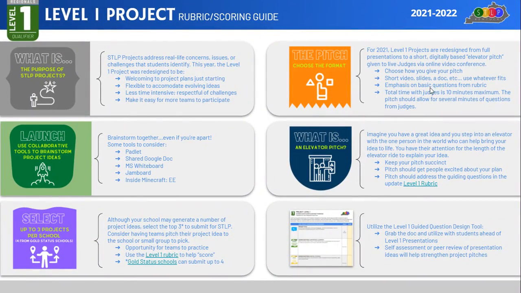Okay. So now this is the rubric. This is what you're going to be doing for your level 1, 2. The STLP project addresses real life concerns, issues, or challenges the students identify. This year, the level 1 project was redesigned to be welcoming to teams just starting, flexible to accommodate evolving ideas, less time intensive, respectful of the challenges, and easy for teams to participate.